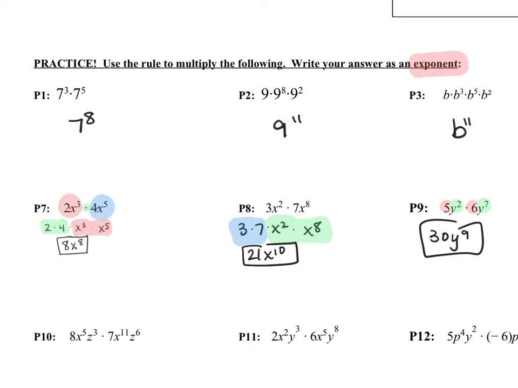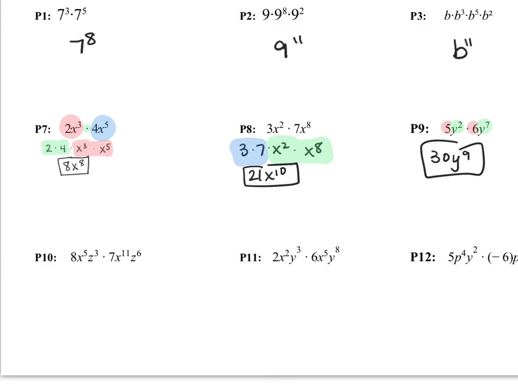On example 9, I did the same thing. I just didn't rewrite the problem in this same order. I used my highlighter, though, to show you what I was multiplying. So first, I was multiplying my 5 and 6 to get 30, and then I was multiplying y to the second times y to the 7th to get y to the 9th. Since the y's are multiplying each other and they happen to have the same base, I'm allowed to add their exponents. Let's look at example 10.